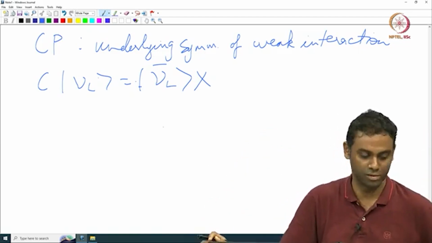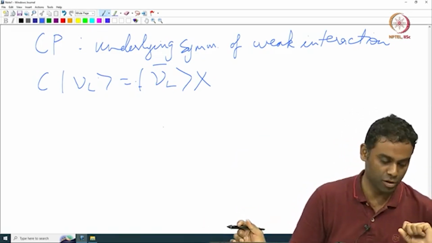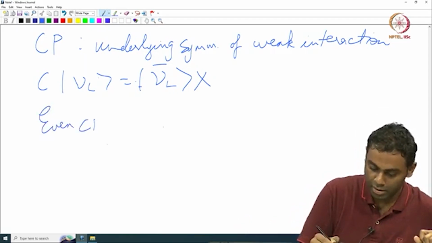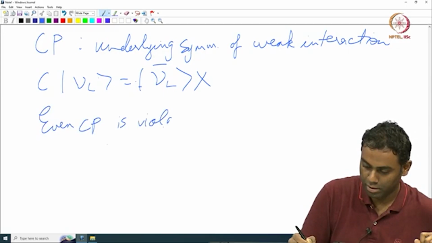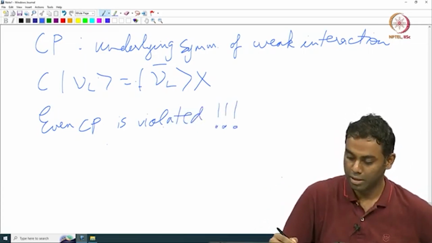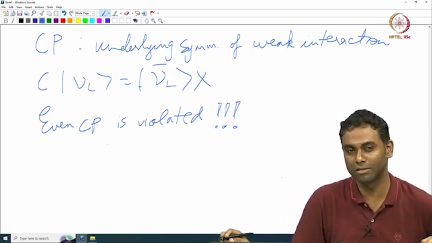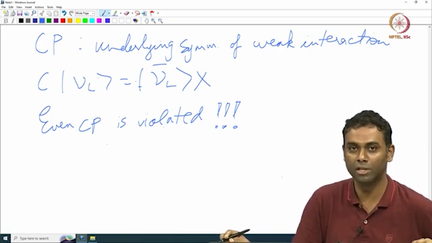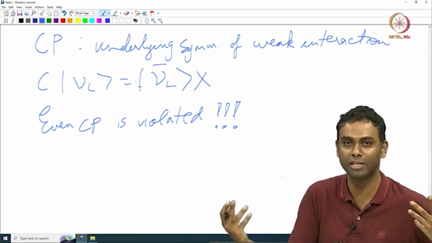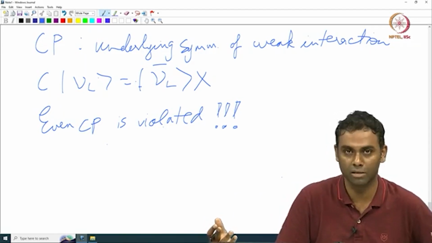This is what people were happy about, except, okay, it was found that even CP is violated. This probably came as an even bigger shock actually. This is even more fundamentally disturbing than just P violation. That is, there is no real symmetry to talk about in nature as far as weak interactions go. There do seem to be symmetries in electromagnetism, but why does the weak interaction behave like this?